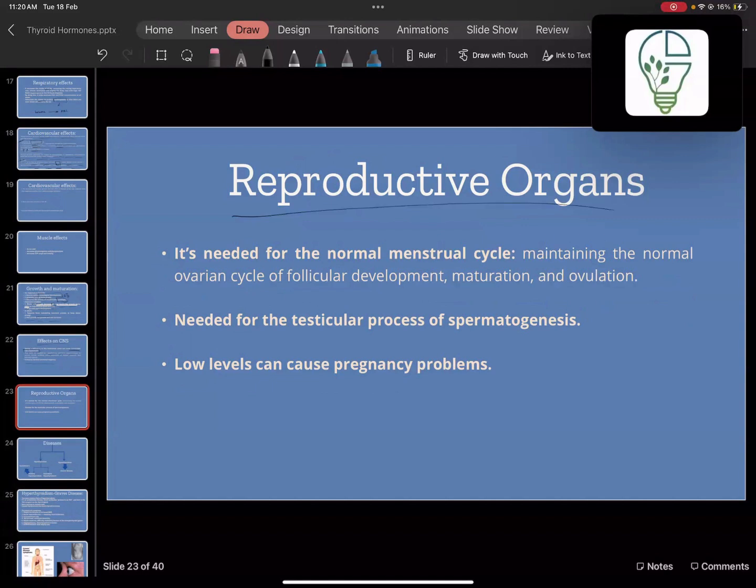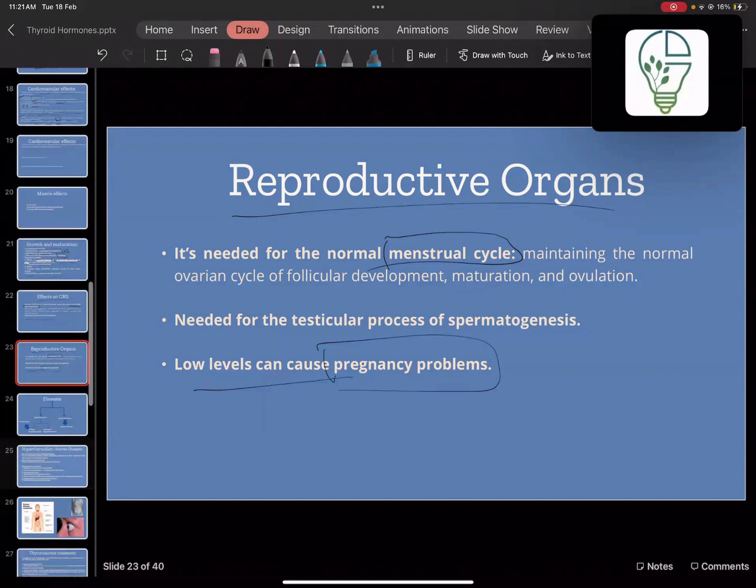In reproductive organs it's really important, and the most important part is that it's important for the normal menstrual cycle. Now, you guys will probably learn more about this in repro, but the menstrual cycle is the one that girls have every 28 to 35 days, I think. Basically, thyroid hormone is needed for the menstrual cycle to be normal. It's also needed for the process of making sperms. And low levels, as we said, can cause neurological damage and also pregnancy problems in general.